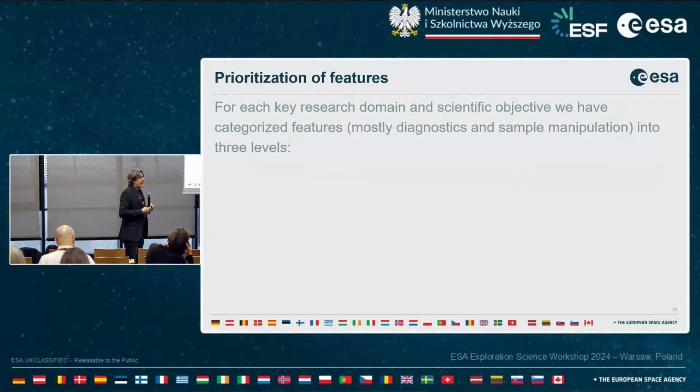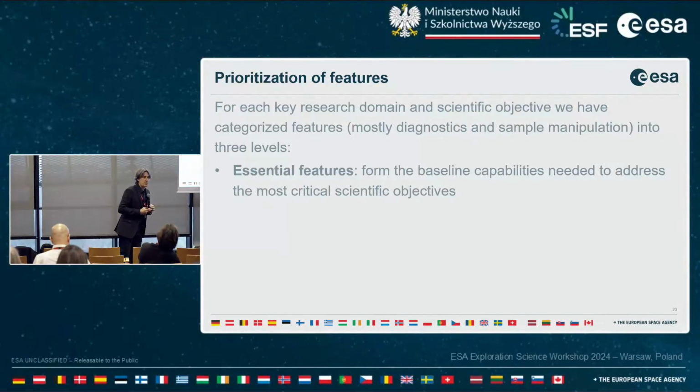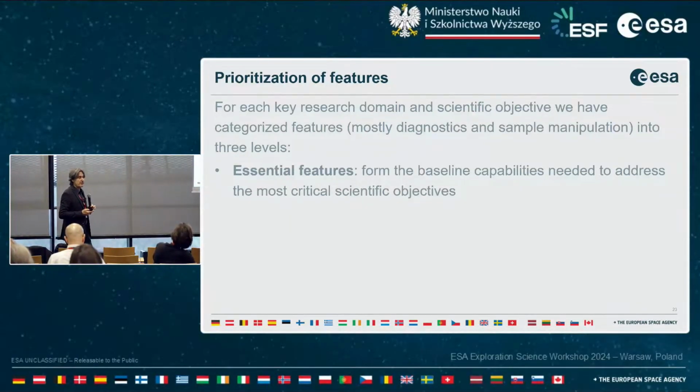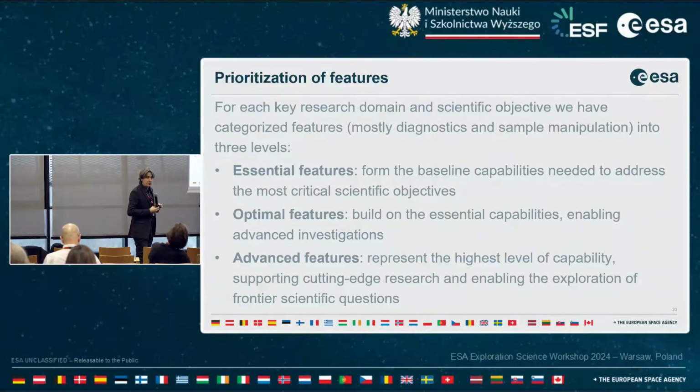To do that, we needed to do an exercise which is still not finished. We're going to finish it in these 2 days. But for each of the key research domains and the associated scientific objectives, we had to ask a question: what do we really need? What makes it optimal? And what makes it very advanced? Based on this categorization, we divided the features of the setup into 3 categories. One is the essential features. The second is the optimal features. And the third is the advanced features.